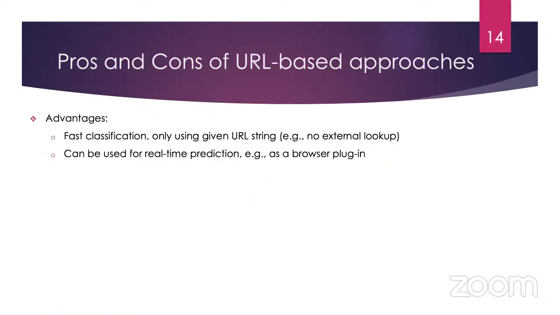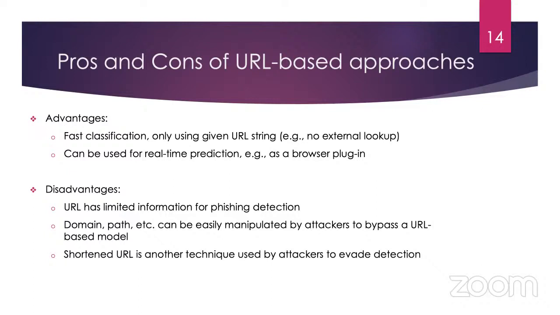The advantage of a URL-based model is that it's fast. You just need the URL string, and therefore you can use it for real-time prediction, like in a browser plugin. However, the disadvantage is that the information you have in a URL is quite limited, right? The domain, the path, etc. You can request different kinds of domains today. The path is completely under your control, or you can say an attacker's control. So it's quite easy to bypass the model if you manipulate this information.